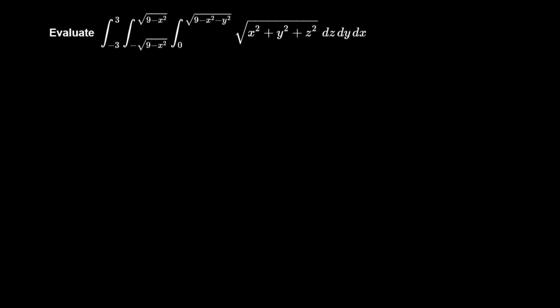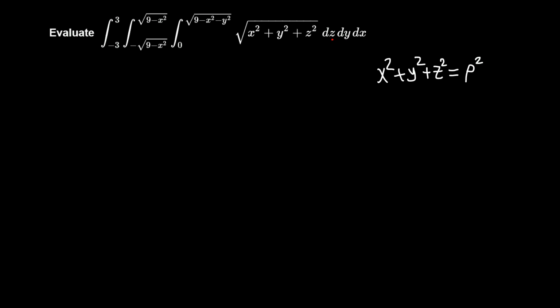Evaluate this triple integral. Since we see x squared plus y squared plus z squared, we're going to convert this into spherical coordinates, because in spherical coordinates we have x squared plus y squared plus z squared equals rho squared, just the distance from the origin. Now we need to convert these limits into spherical coordinates.